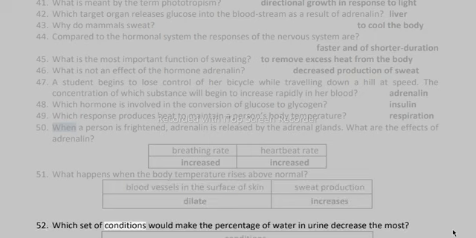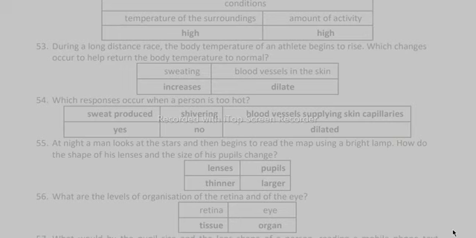52. Which set of conditions would make the percentage of water in urine decrease the most? Conditions: temperature of the surroundings, amount of activity. High.